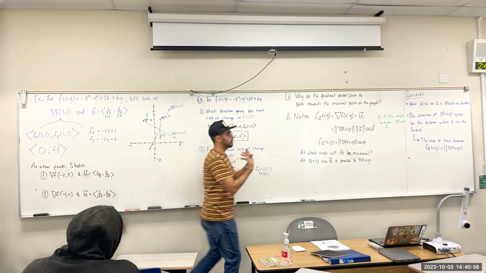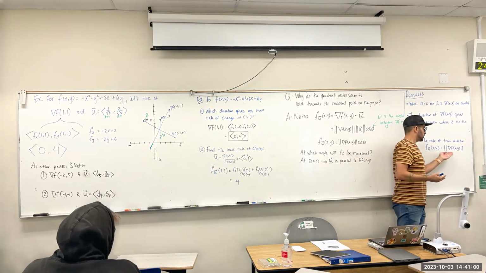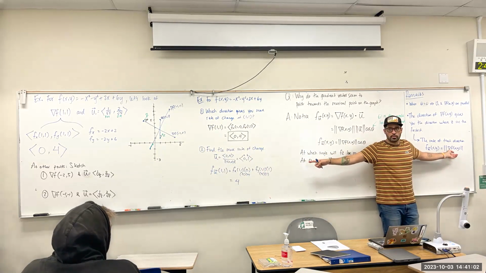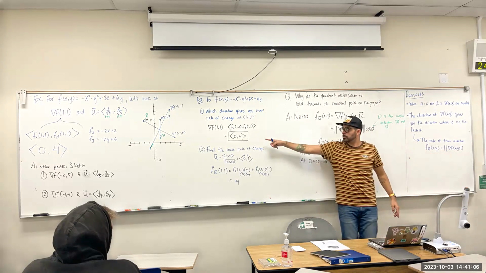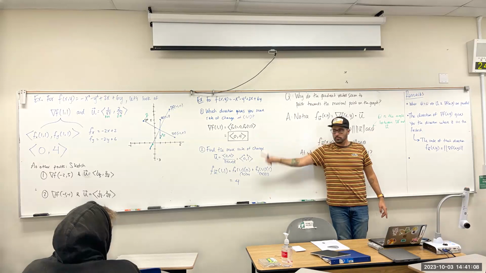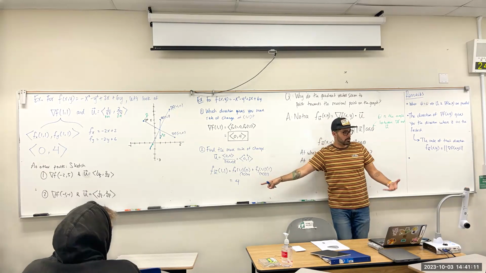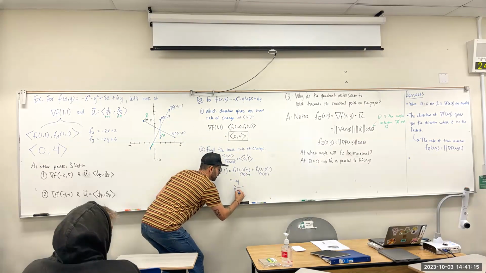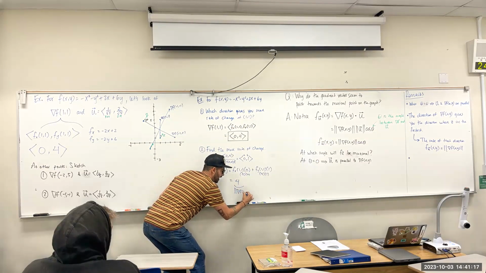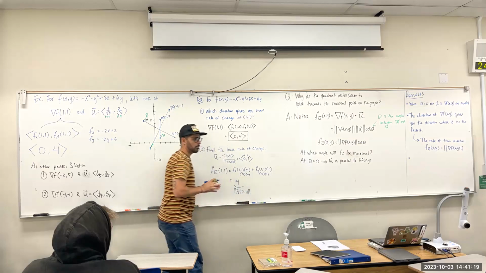But this is what I'm trying to say by the second bullet point. You don't have to do all that. You could just literally take the magnitude of the gradient vector. Because what's the magnitude of the gradient vector? 4. That is the maximal rate of change. So notice that this is just the magnitude of the gradient vector at that point.